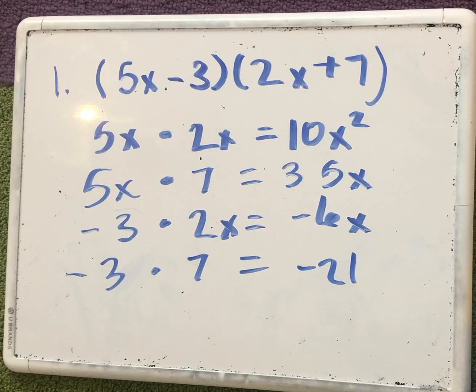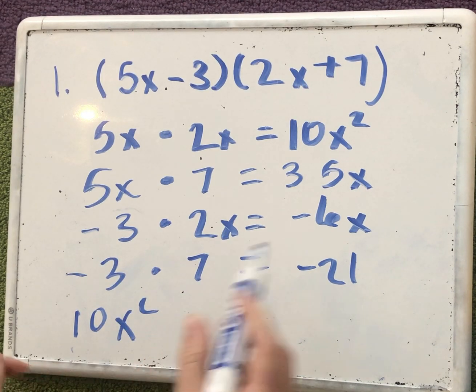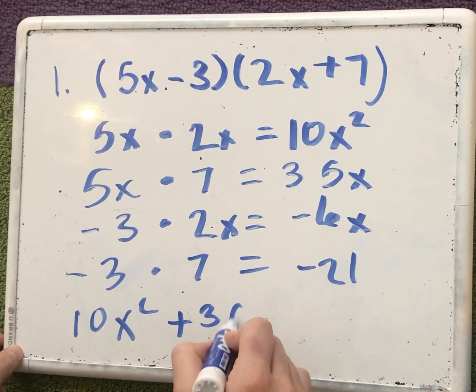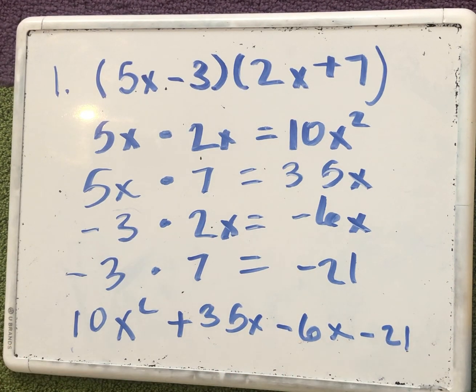Okay, so after we get these numbers, we have to put them together. So it's 10x squared plus 35x minus 6x minus 21. And then we have to combine like terms. Since these are the only like terms, we combine them. So 10x squared, plus 35 minus 6 is 29. So 29x minus 21. And that is our final answer.